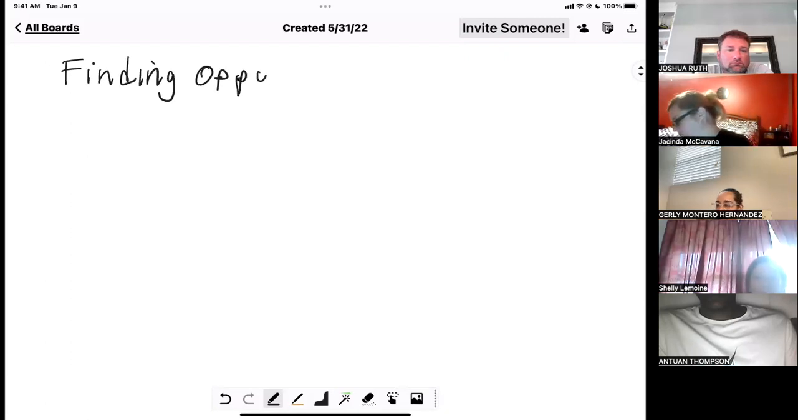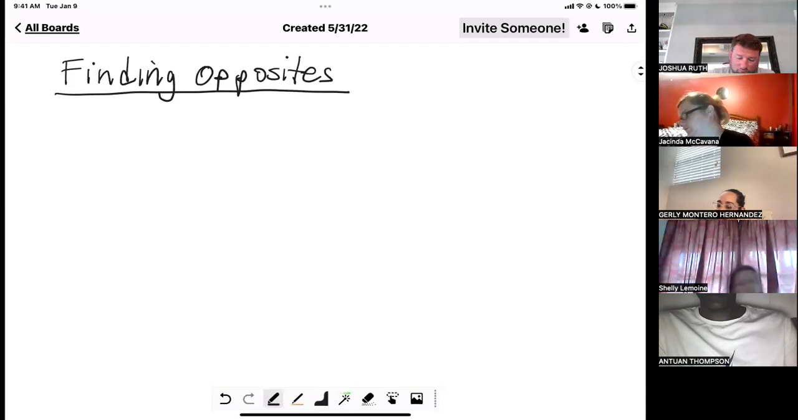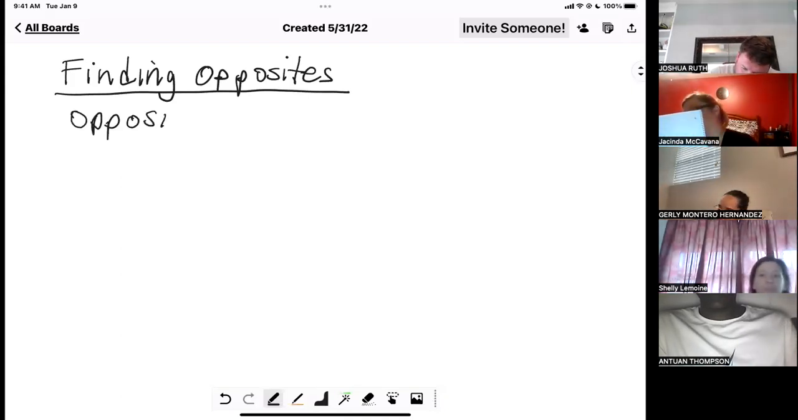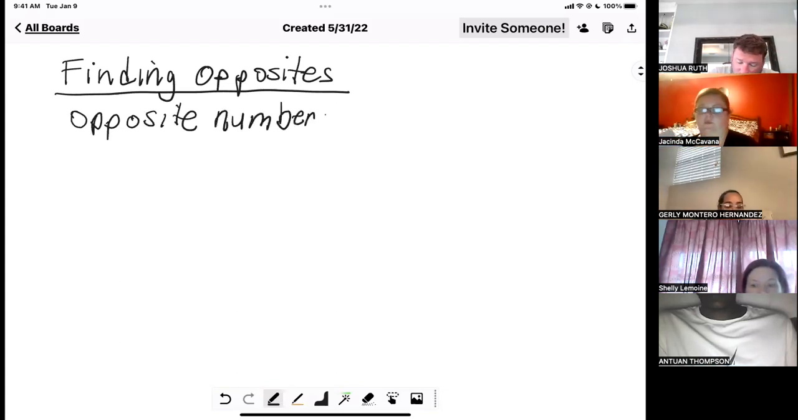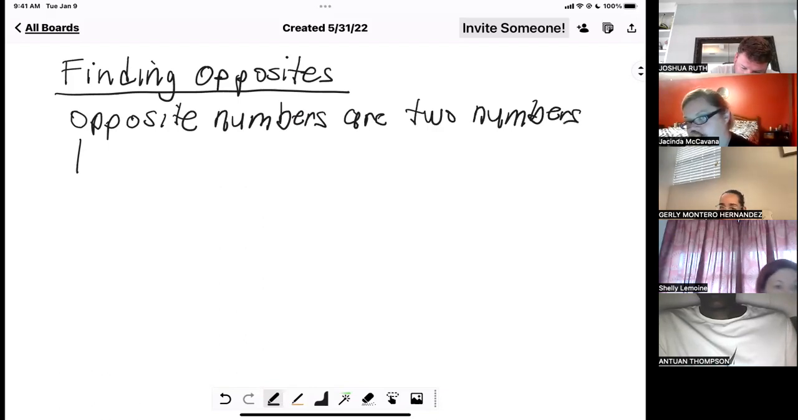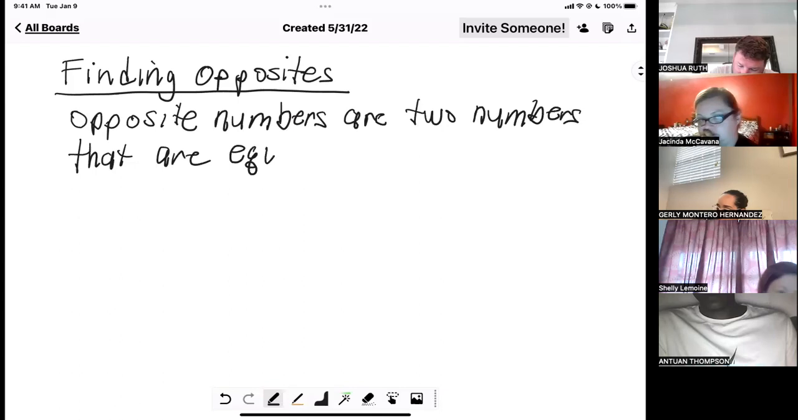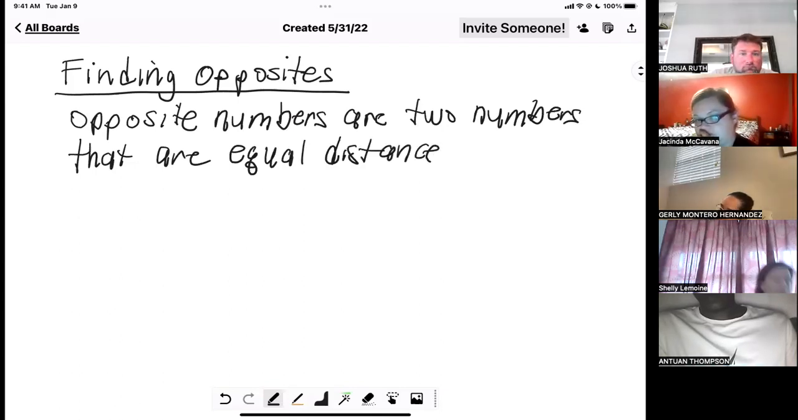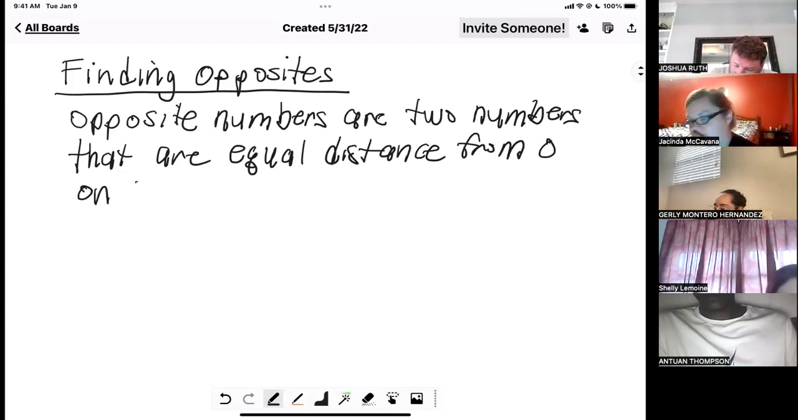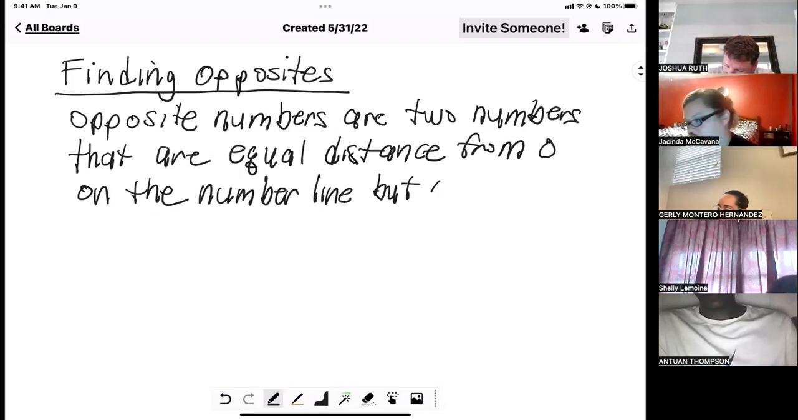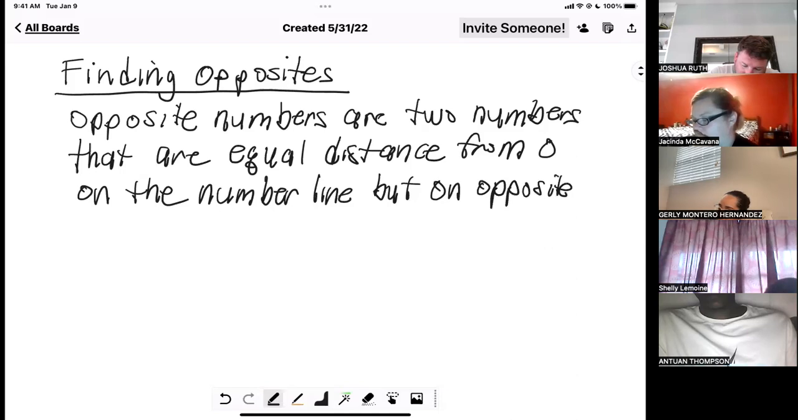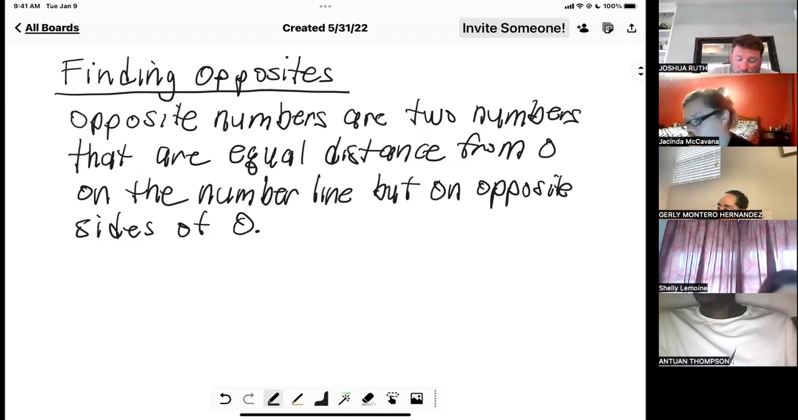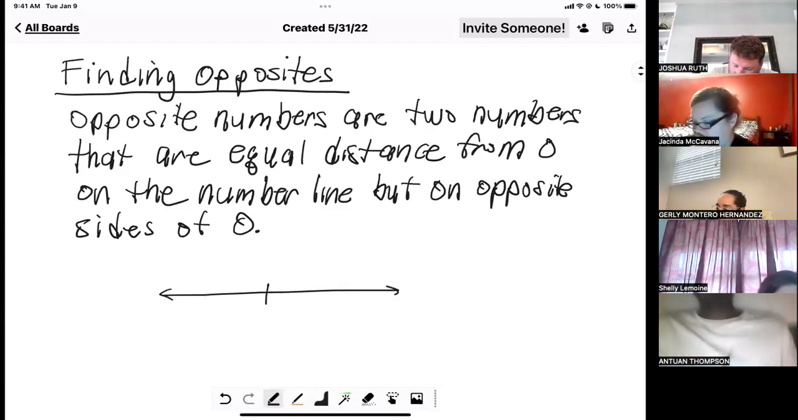finding opposites. Opposite numbers are two numbers that are equal distance from 0 on the number line, but on opposite sides of 0. Any number line.